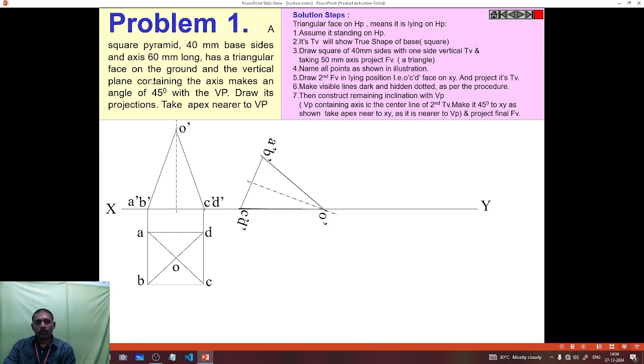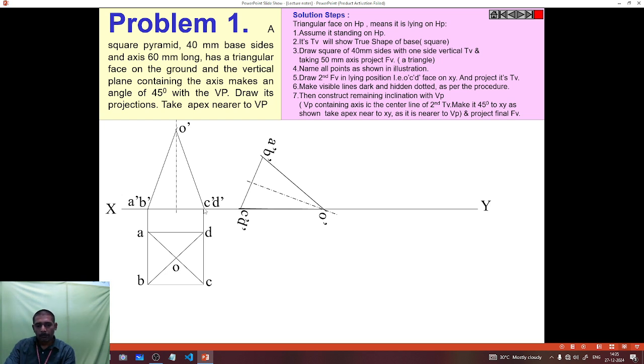Next, the question already mentioned the axis line. So one of the triangular faces is on the ground. I have taken the O, C, D triangle face, and this triangle face is lying on the ground. So OCD, this face is lying.